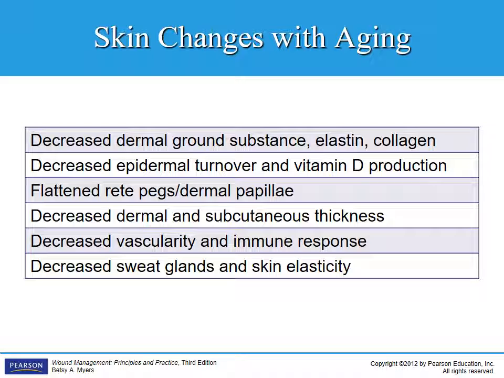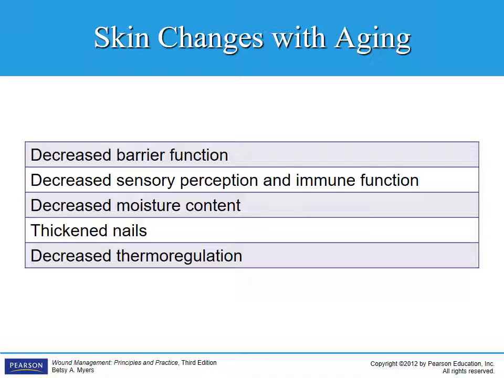There's a decreased dermal and subcutaneous thickness. There's decreased vascularity and immune response, and decreased sweat glands and skin elasticity, and the decreased number of sweat glands can also relate to the dryness that we were talking about earlier. There's a decreased barrier function, decreased sensory perception and immune function, decreased moisture content, as we've talked about. There's a thickening of the nails and decreased thermoregulation.